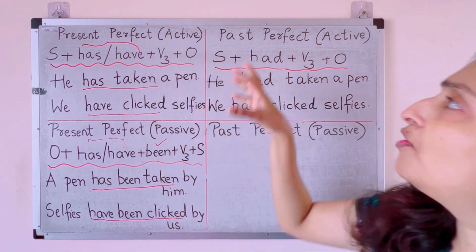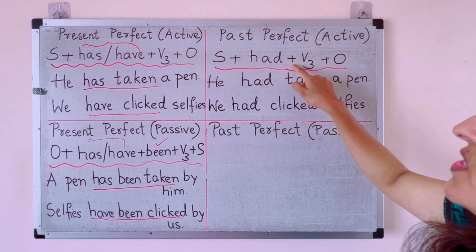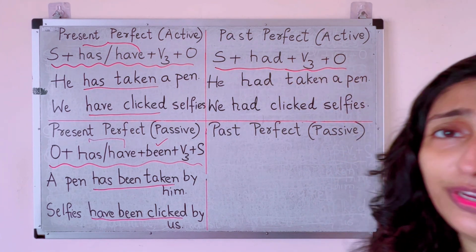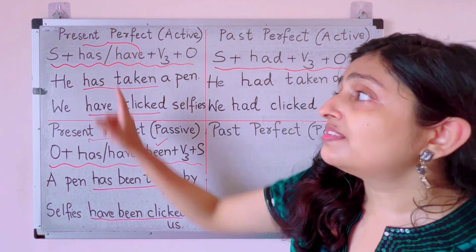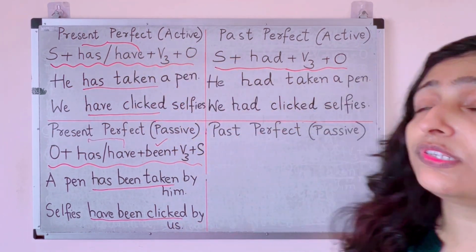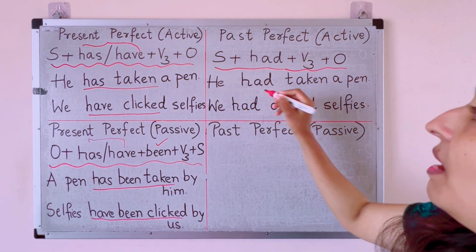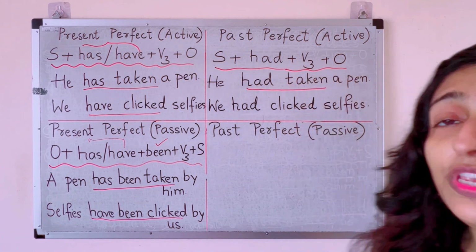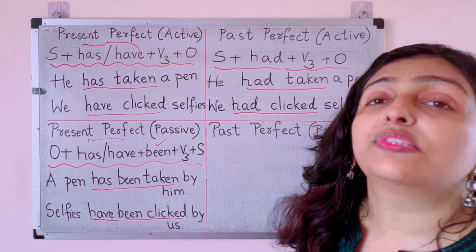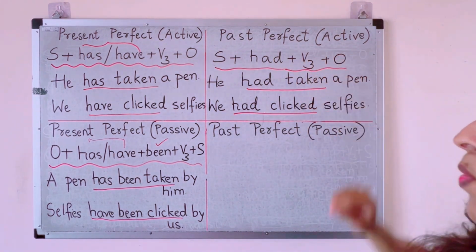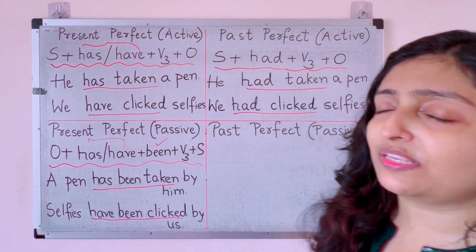Okay, so the formula for past perfect in active voice is subject plus had plus V3 plus object. There is no change in the formula except for HAD. He had taken a pen, had plus V3. And the next example is we had clicked selfies, had plus V3. That's all about past perfect in active voice. Moving on to its passive.